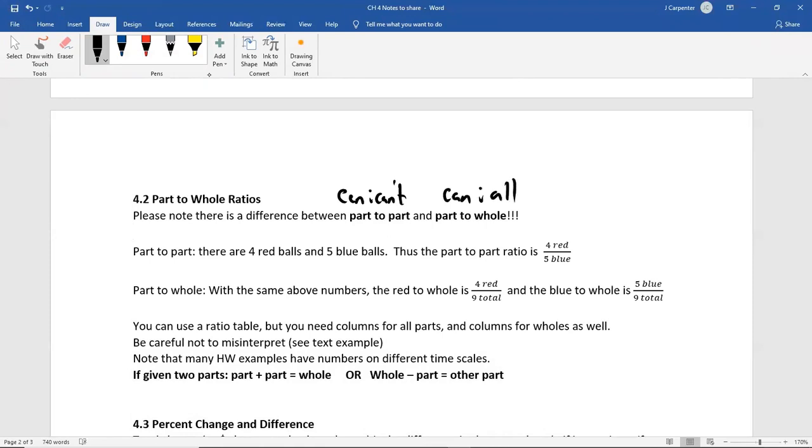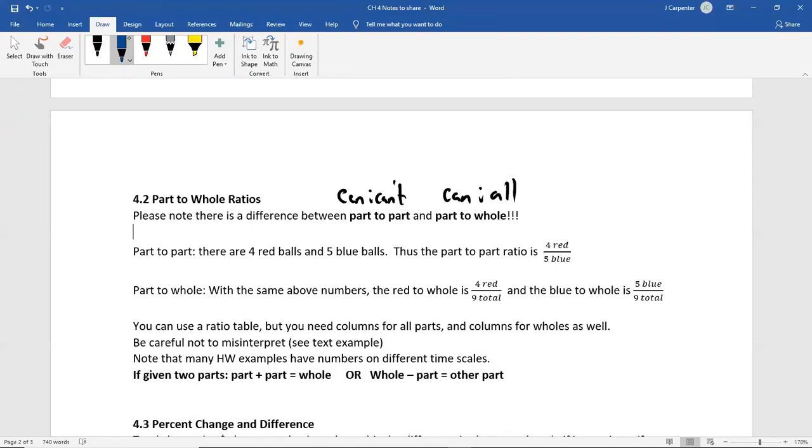Now, again, I don't necessarily mean every person in the world, just maybe every person in a group that's specified. So an example of a part-to-part versus part-to-whole relationship: I've got 4 red balls and 5 blue balls. So I've got some marbles or bowling balls or whatever, dodge balls. I'm a bigger fan of dodge balls. So 4 red dodge balls, 5 blue dodge balls. And thus the part-to-part ratio is 4 reds to 5 blues. That's a part-to-part, one part versus another part.